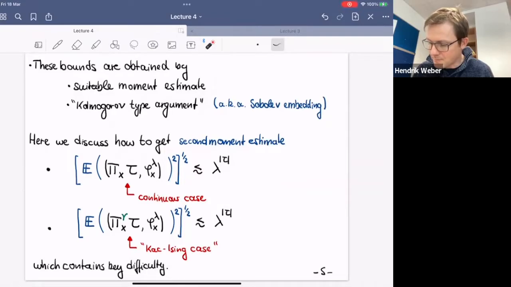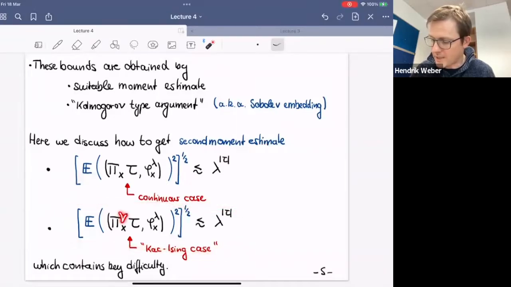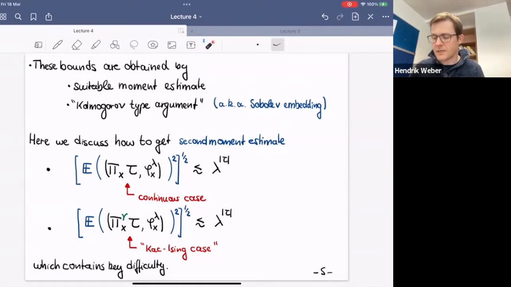And in the Kac-Ising case, we will want something very similar, just with a gamma here. Okay, so this already contains the key difficulty. I mean, then there's a bit of post-processing needed, but I don't want to go into that anymore.